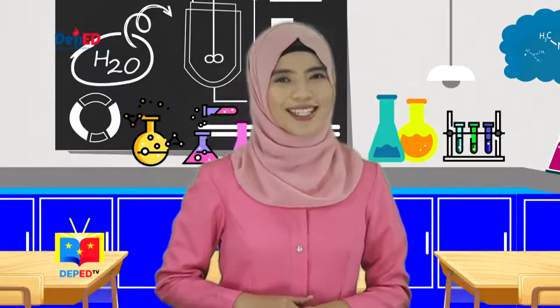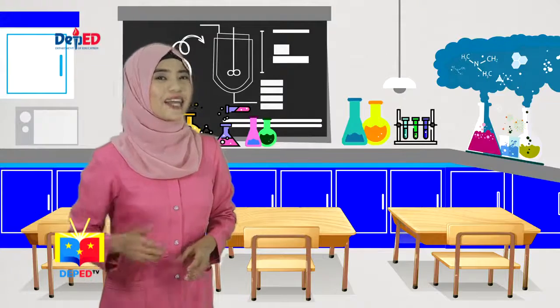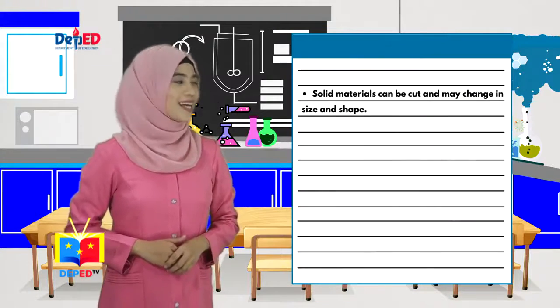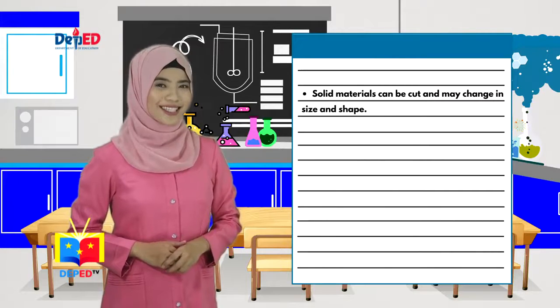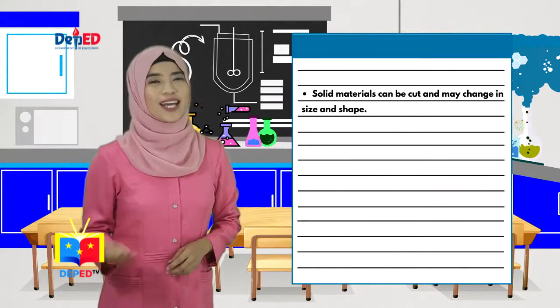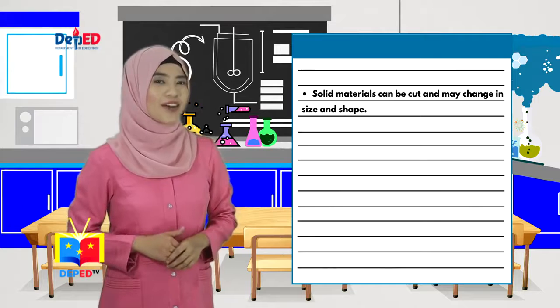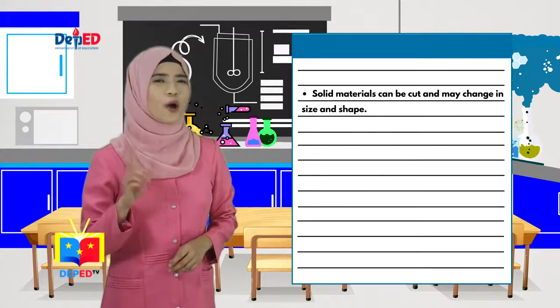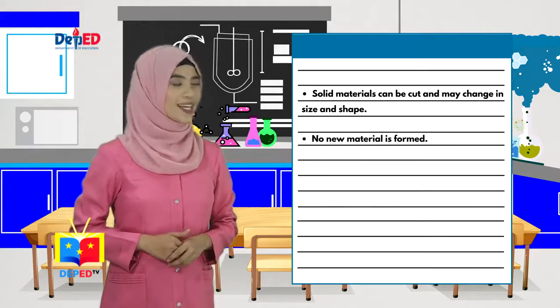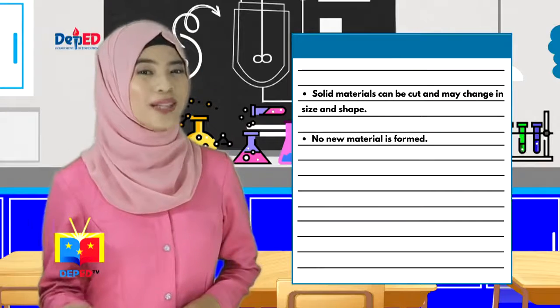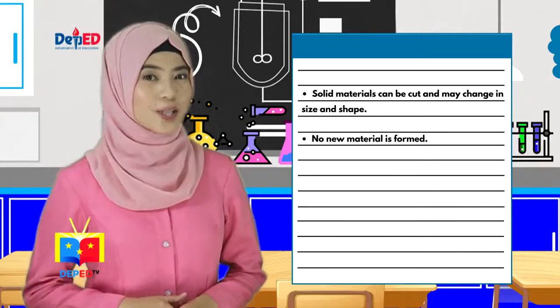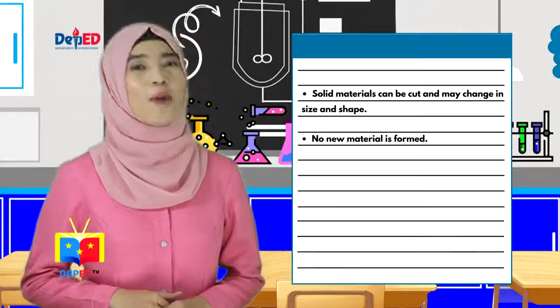For today's lesson, we have ventured on the changes that materials undergo when they are cut. You have learned that solid materials can be cut. When cut, these materials may change their size and shape, but no new material is formed. Hence, only the physical appearance of the solid material is changed when cut.